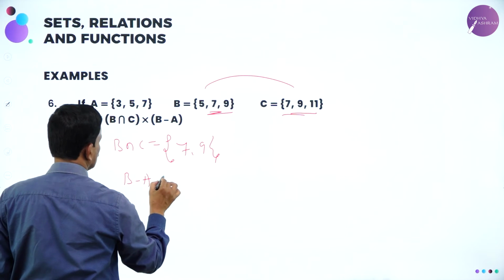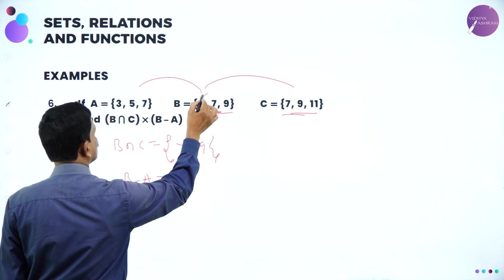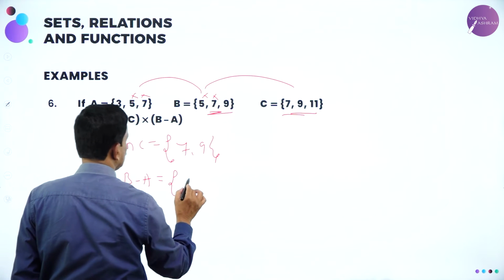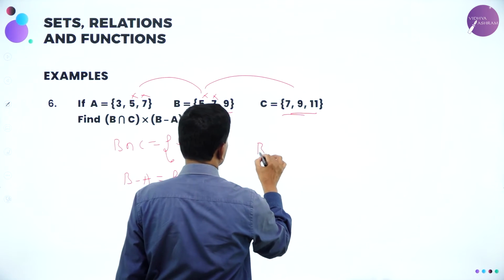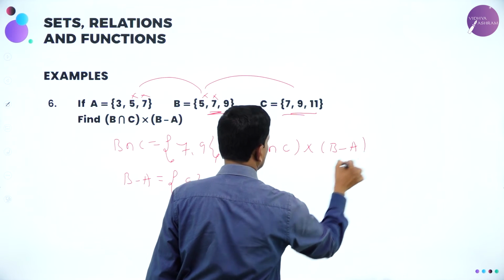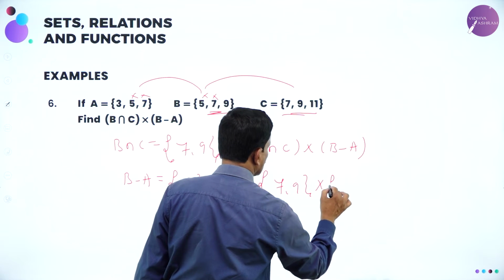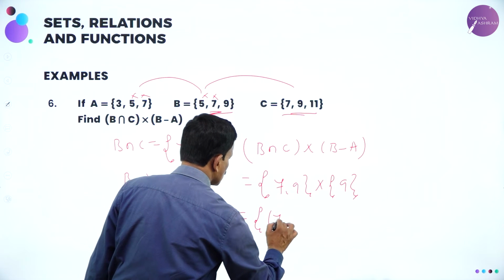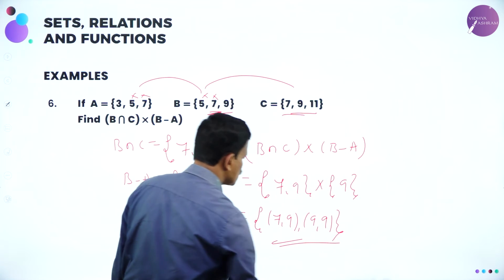B minus A means elements which are in B but not in A. 5 is there, we can leave 5. 7 is also there. 9 is in B but not in A. So B minus A is 9. Therefore B intersection C cross B minus A: B intersection C is 7 comma 9, cross B minus A which is only 9. So this can be written as 7 comma 9 and 9 comma 9. That's all. This is the required answer.